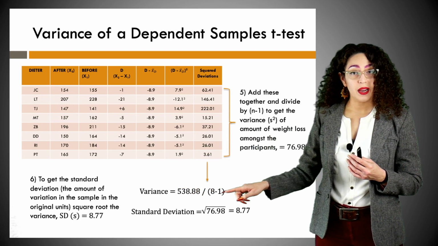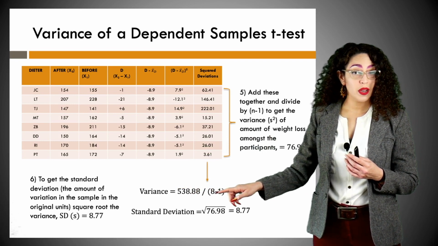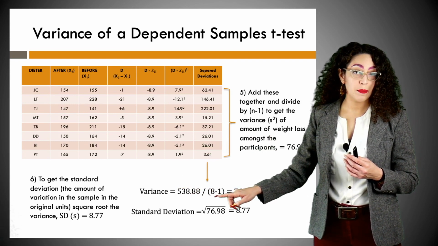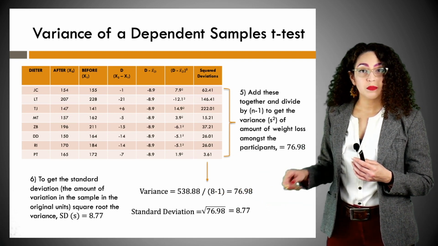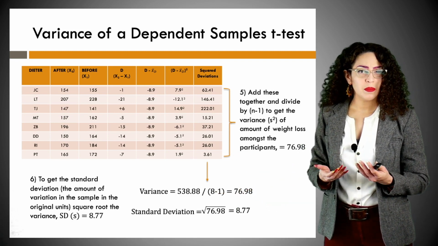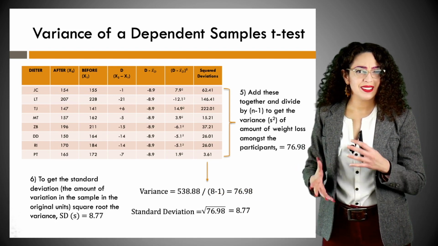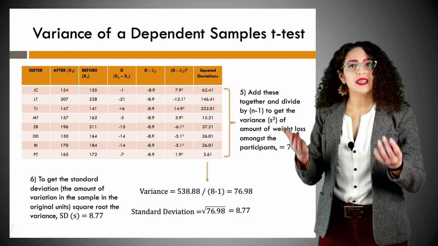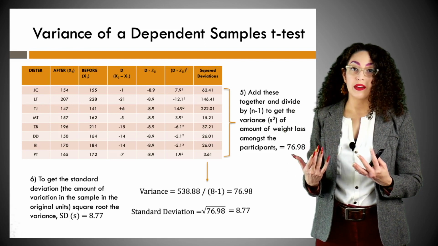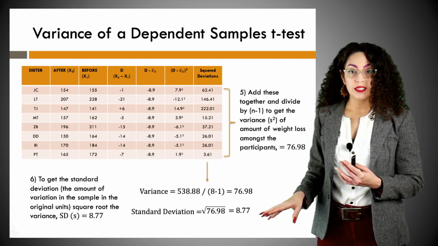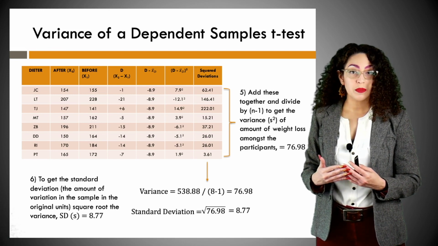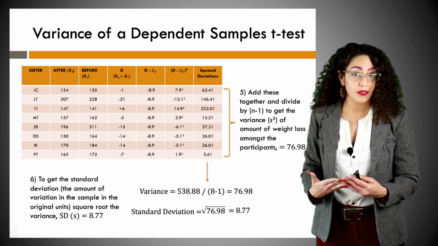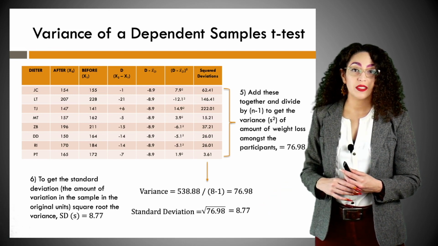And we have to divide by n minus 1 because we're calculating variance for a sample, not the population. We end up with a variance of 76.98. But remember, that is still in the squared realm, and we want it to be in the original scale. So all we have to do is square root it, and our standard deviation is 8.77. So the participants on average differ from the average amount of weight loss by 8.77 pounds.